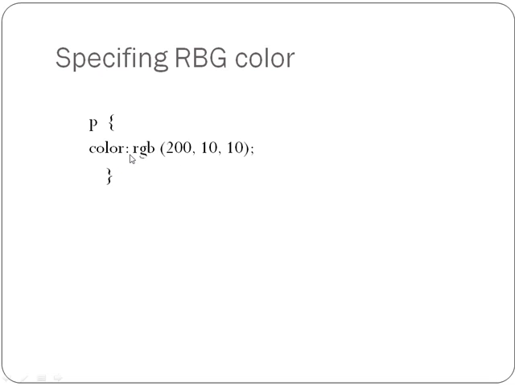Right after color and the colon, you're going to put RGB, and then you put the 3 values in parentheses. So this would be that example of a very bright red. This is my R, this is my G for green, and this is my B for blue. And they're in parentheses. So that's the way the syntax looks.